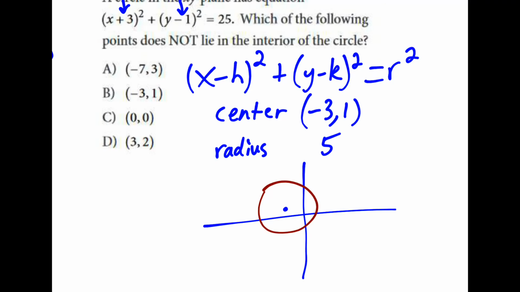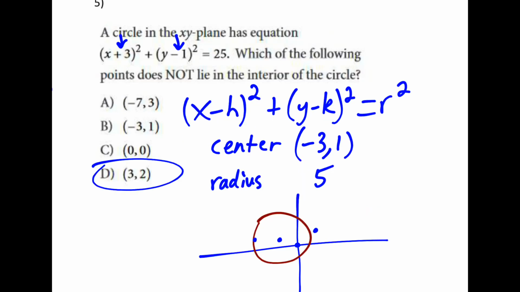So if we plot this on a coordinate grid, negative 7, 3 will be somewhere around here. Negative 3, 1 is in the center. 0, 0 definitely fits. And 3, positive 2 is actually going to be outside the circle. D. I guess the fast version would be negative 3, 1 is the center. If I add 5 to any of those, well, 3 is bigger than 2, so it's outside of the range.